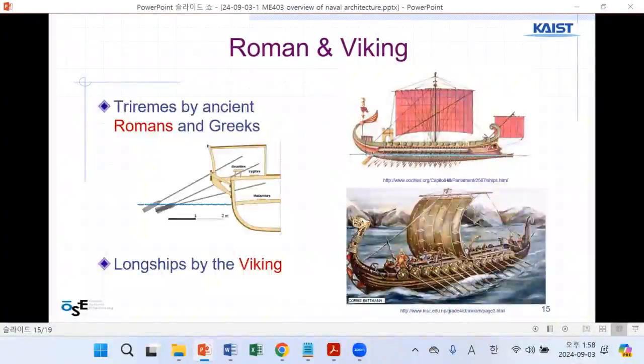Between Japan and Korea, water is not calm. Right? Between China and Korea is calm. Right? So Japan ships are very narrow and long like this.